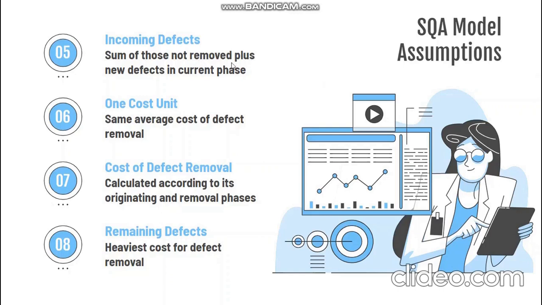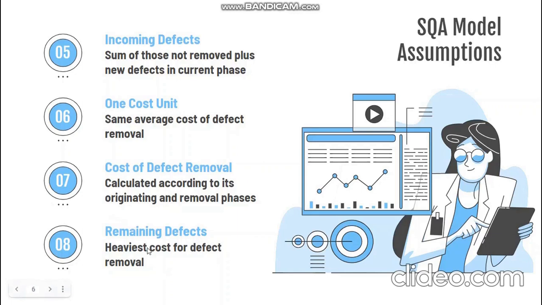We have the average cost. The average cost of defect removal at the phase where it originated is the same for all phases, and this can also be called one cost unit. We have the cost of defect removal. The cost of defect removal is calculated for each quality assurance activity by multiplying the number of defects removed by the relative cost of removing a defect. That's how it's calculated.